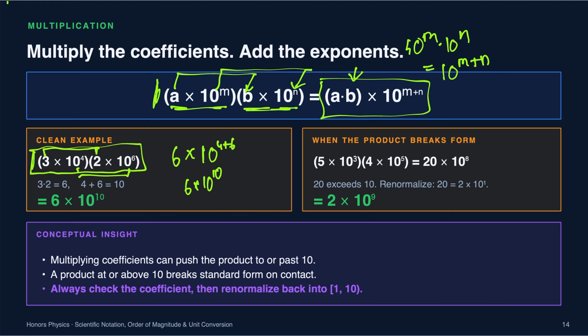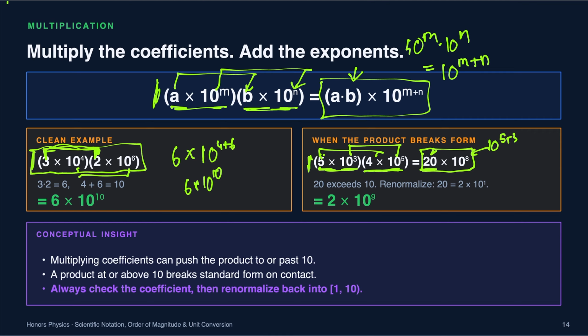Now, there are scenarios where the multiplication between these two numbers doesn't fit our constraint. What does that mean? If you look over here, 5 times 10 to the 3 times 4 times 10 to the 5. When you multiply 5 and 4, you get 20, right? And when you multiply 10 to the 3rd and 10 to the 5th, you get 10 to the 5 plus 3, or 10 to the 8. But notice how this doesn't fulfill scientific notation, right? 20 times 10 to the 8.